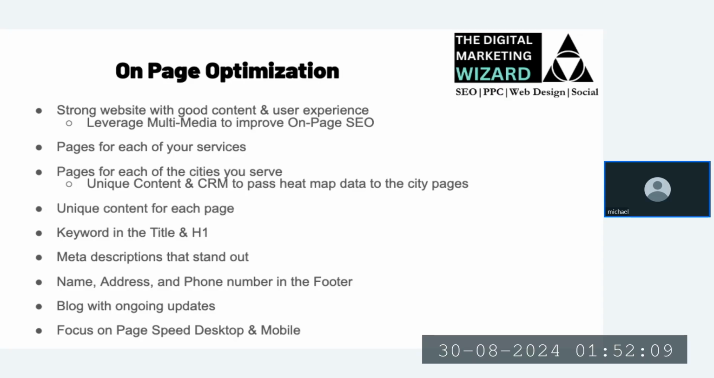Again, unique content for each page, crucial. You want to make sure that keywords are in the title and your H1 tags. Crucial. Your meta descriptions, you want to make sure that they stand out and that they can get some attention and bring some of that website conversion. And again, I brought up the NAP strategy. That is huge. Name, address, phone number.